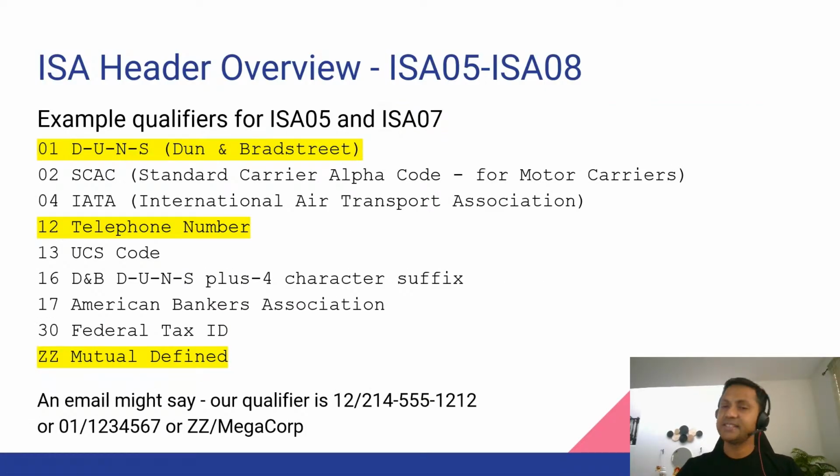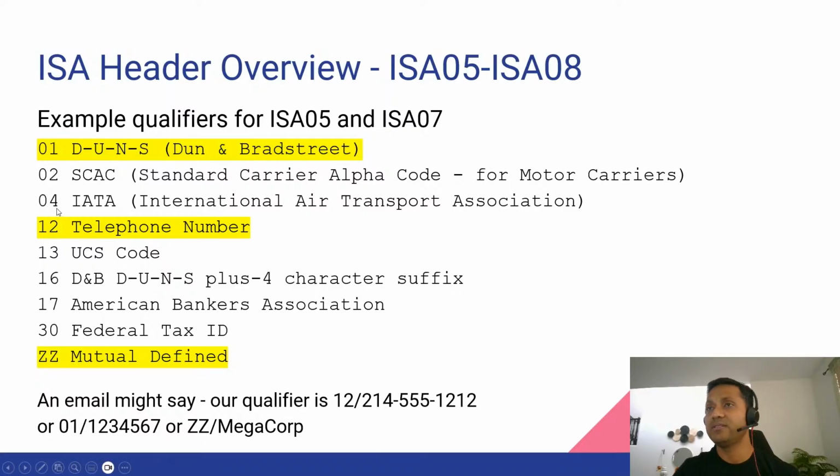Now, I wanted to review some of the most common ISA qualifier codes. In the last one we saw 02 and ZZ. ZZ is mutually defined, 01 is the Dun and Bradstreet number that has been assigned to them, and 02 is the SCAC, the Standard Carrier Alpha Code for motor carriers. There are maybe almost 20 of them. I've listed just a few of them here for you to look into in real world EDI.